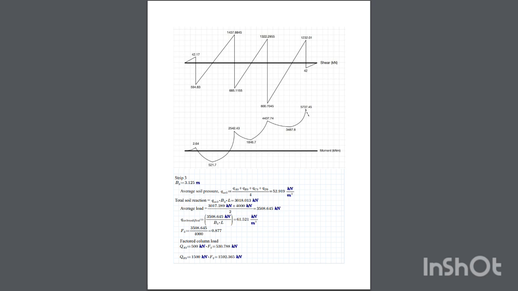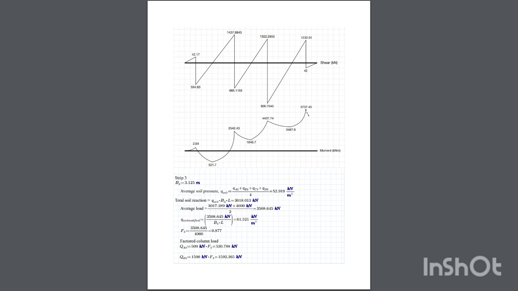Then as usual, we use the average soil pressure formula to find the average soil pressure. We got 52.919 kilonewton per meter square. For the total soil reaction, we use QAV3 multiplied by B3 times length. Then we got 3018.013 kilonewton. Then we find the average load by dividing it by 2. Then we got QAV3 modified by dividing it by B3 times length. So we got 61.521 kilonewton per meter square. Then our F3 is 0.877.